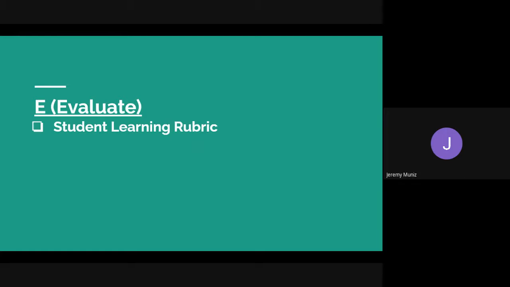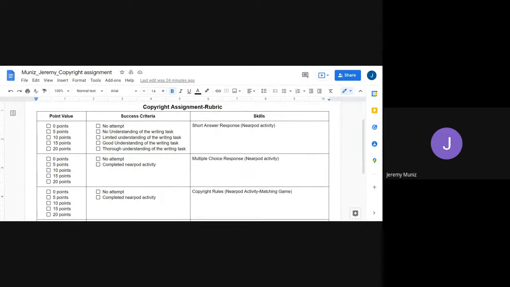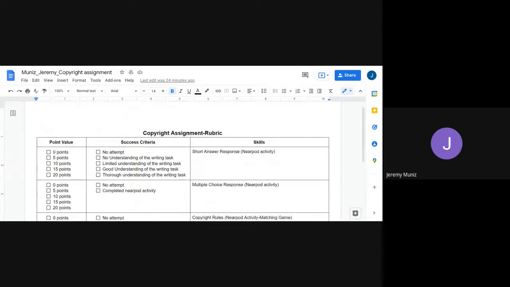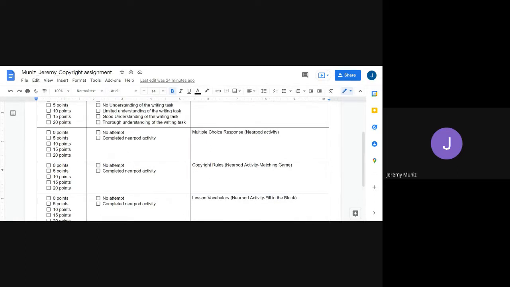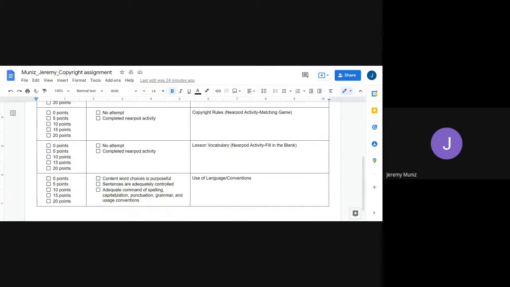And then the student learning rubric is hopefully something that I think lends itself to the Nearpod. So here is the success criteria, and here are the skills that we're looking at. I've assigned some point values on the left side. The skills to study: the short answer responses, the multiple choice response. There would be a matching game for the copyright rules, some lesson vocabulary with fill in the blank.